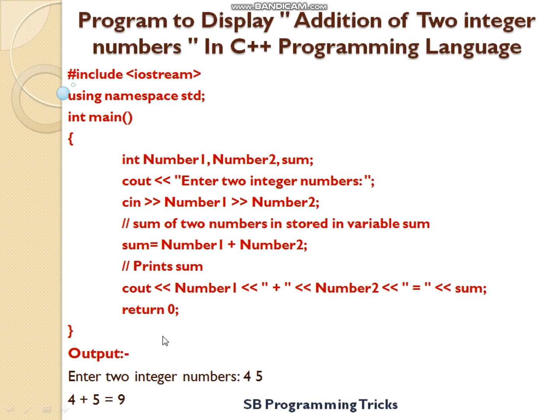Then the next line of this program is return 0. Return 0 means terminating the main function. The next one is the closing curly bracket.